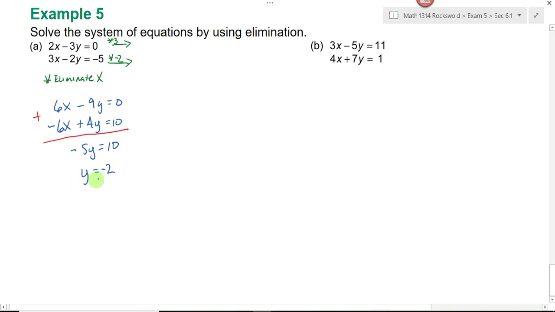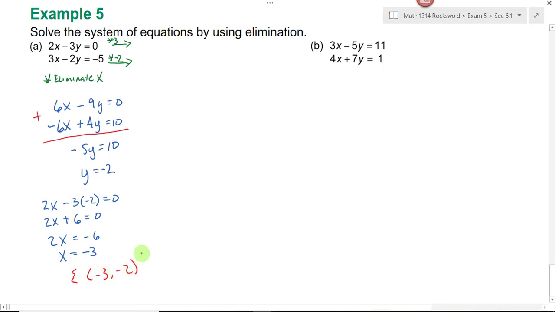Once you know what y is equal to, you can then go back to one of the original equations and solve for x. I'm going to use this first equation, and that means that I get 2x minus 3 times negative 2 equals 0, and that's going to give me 2x plus 6 is equal to 0. So when I subtract 6 from both sides, I get 2x equals negative 6, and that means that x is equal to negative 3.